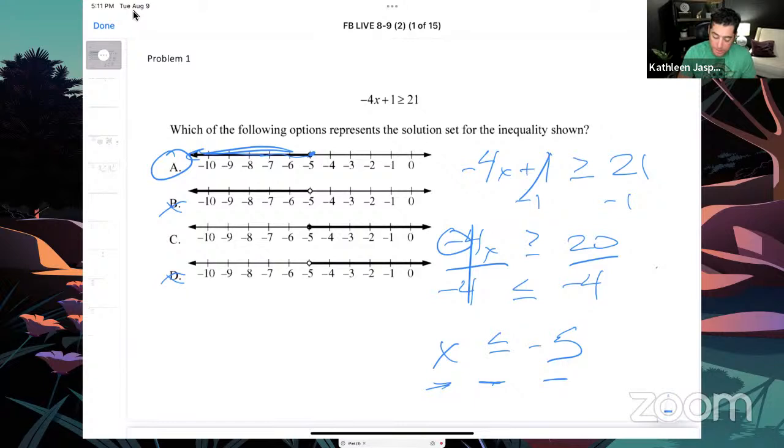That means these bigger numbers, negative 6, 7, 8, 9, the bigger number, right, is actually smaller. Okay, so I hope that makes sense.